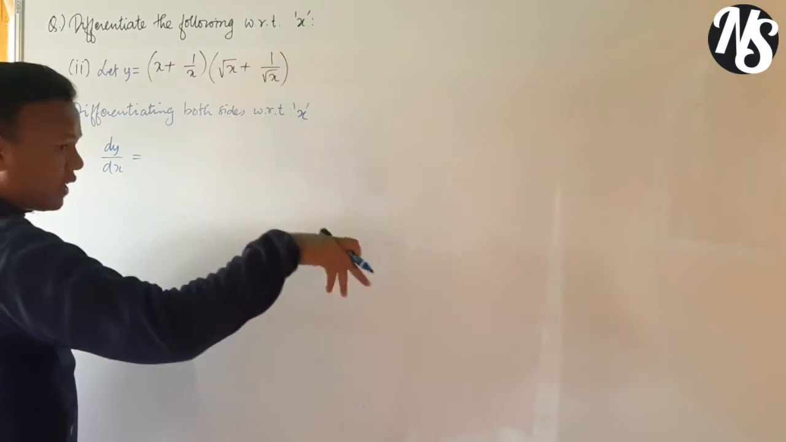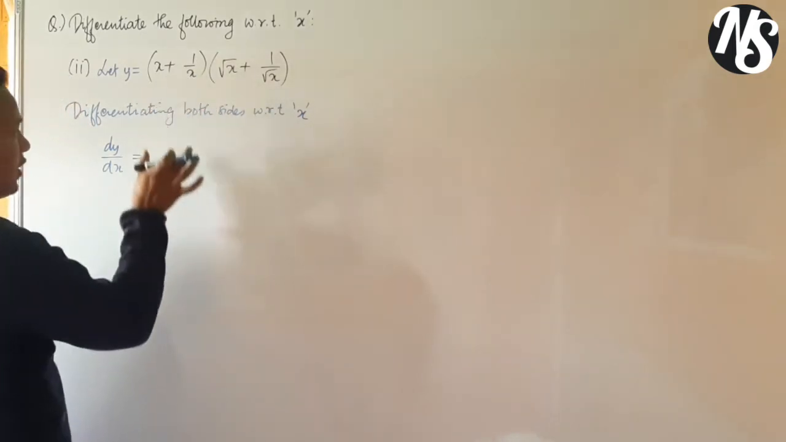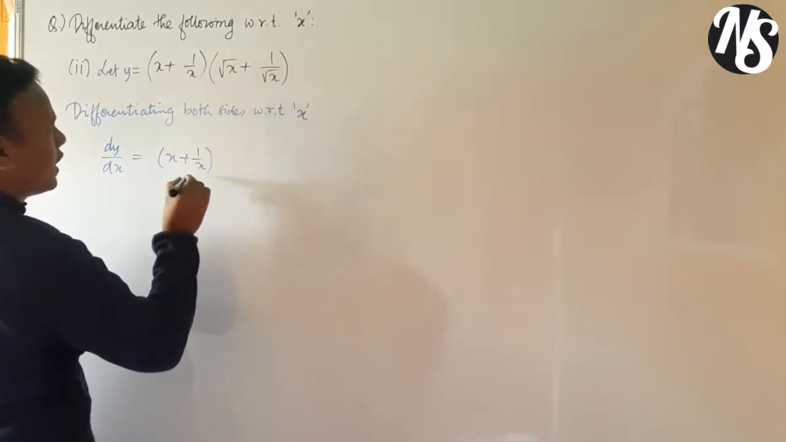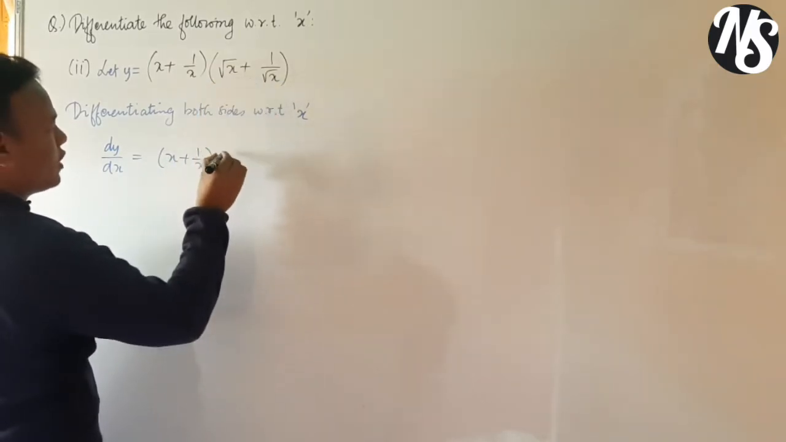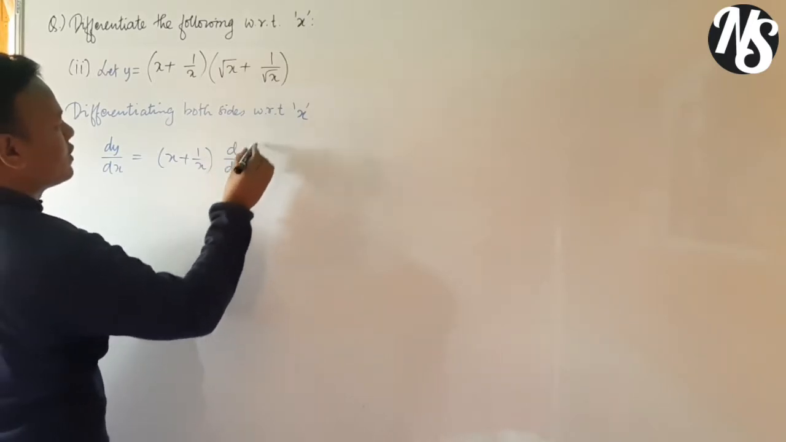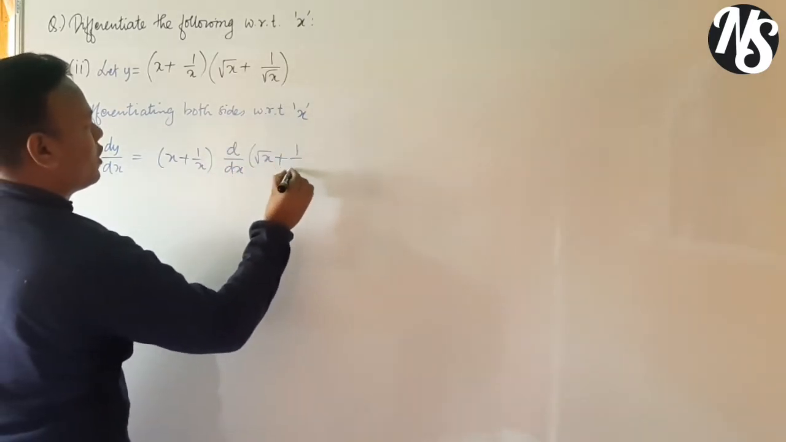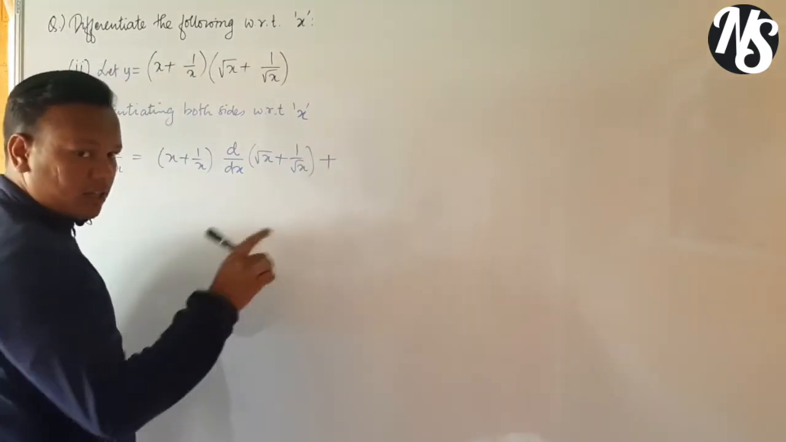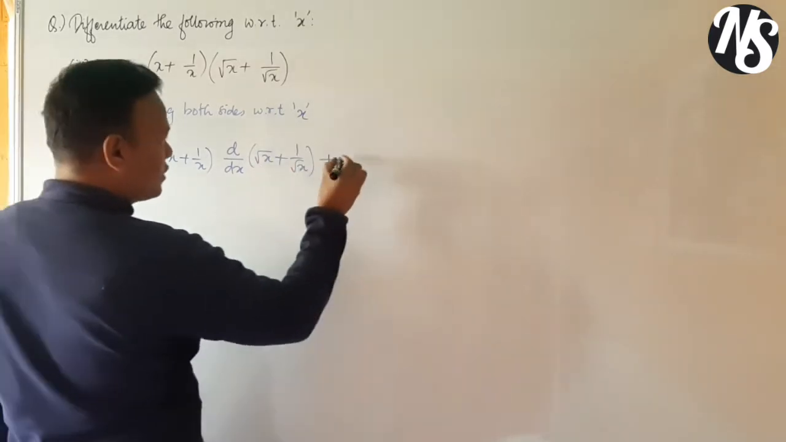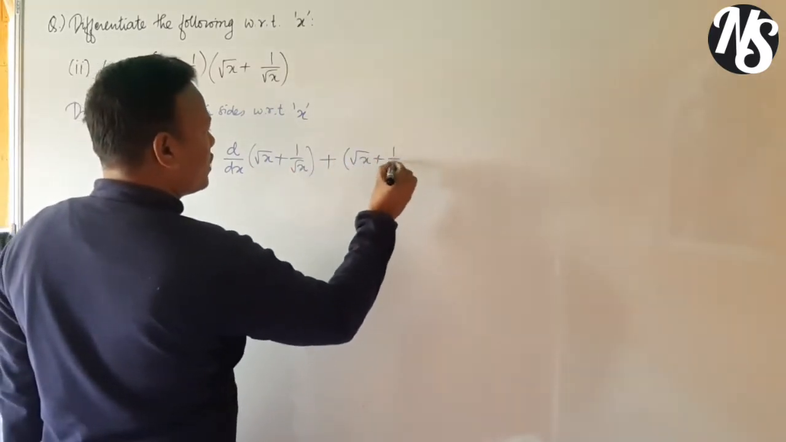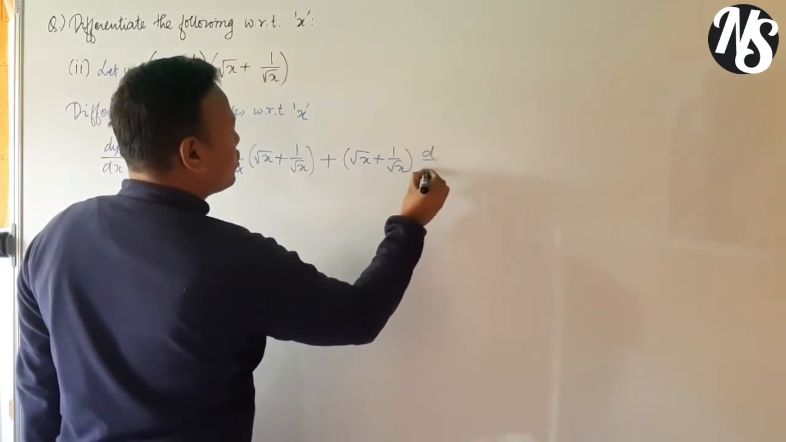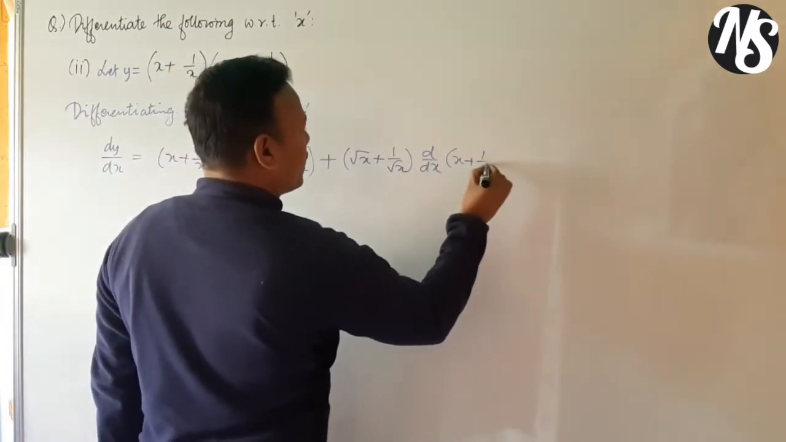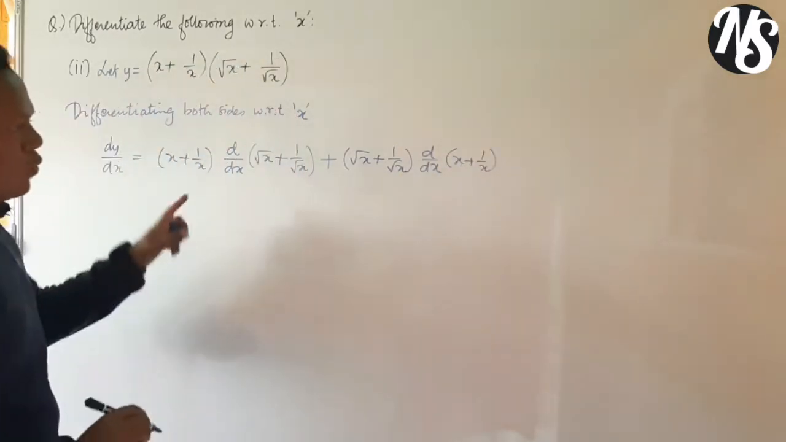In the right hand side you have fx into gx, right? So the second fundamental rule says first keep fx, okay? So fx will be kept in front, that is x plus 1 by x, and we need to differentiate gx, right? So let's differentiate gx, that is root x plus 1 by root x. Okay, now you have to put a plus sign as per the rule. Now this will be kept as it is, root x plus 1 by root x will be kept as it is. Now we need to differentiate fx, that is this one. So we have x plus 1 by x.